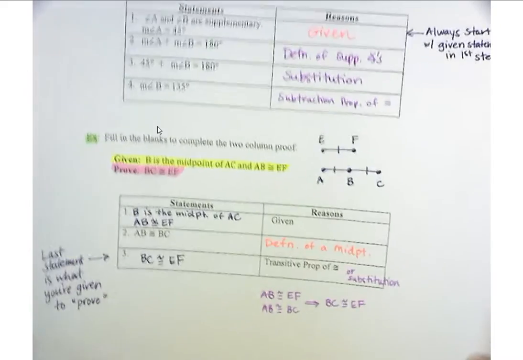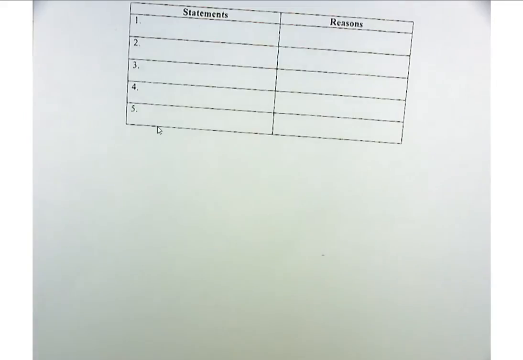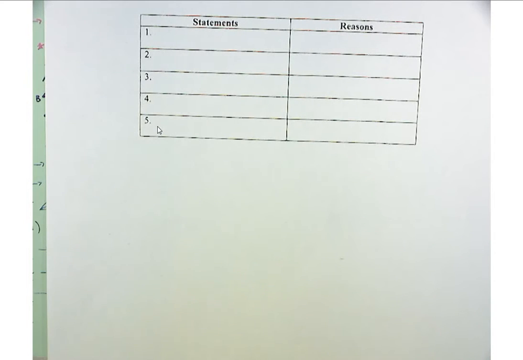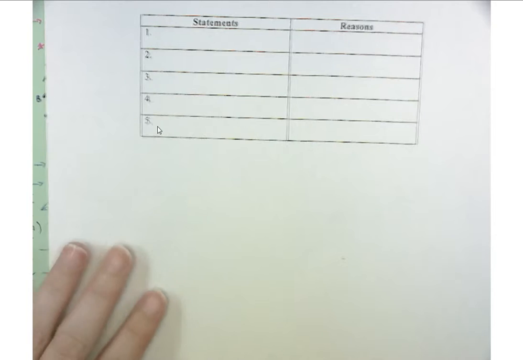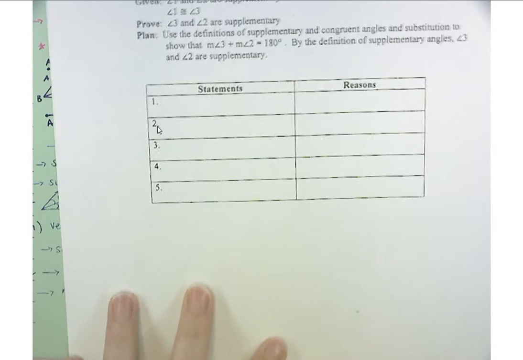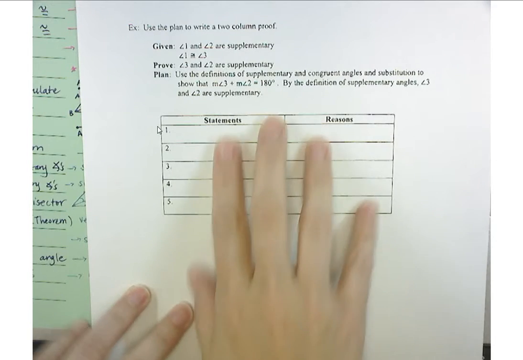All right, and then we have our next example. Okay, so this is use the plan to write a 2-column proof. So basically in the plan, they give you what your statements and your reasons are to help you with this. All right, so we're going to start with the given.